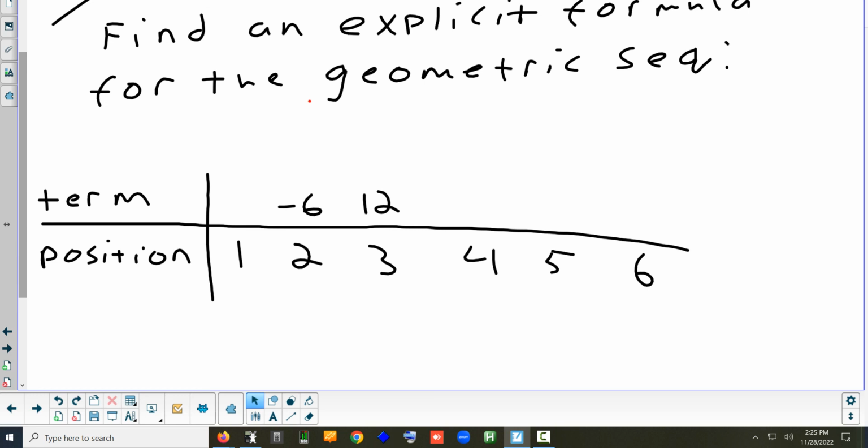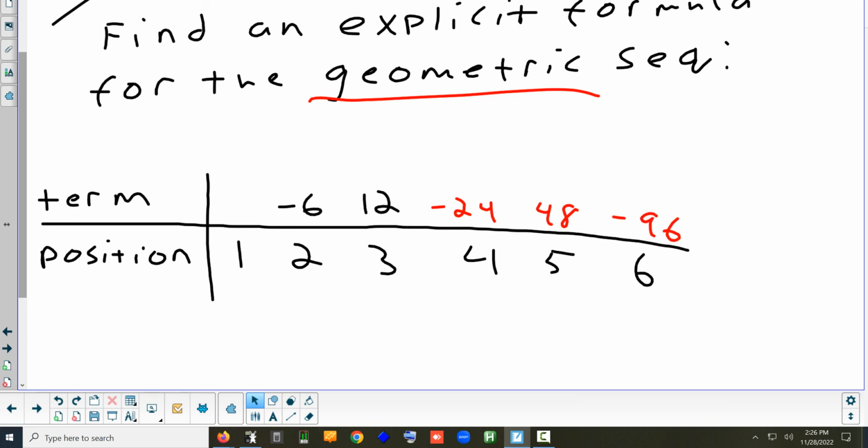Now, because it's geometric, you know you are multiplying by the same thing over and over. So I'm hoping most people can get the table. What I don't think most people are going to be able to get is the formula. What would be the next term after 12? Negative 24. Yep. And the next one? Positive 48. And the last one?